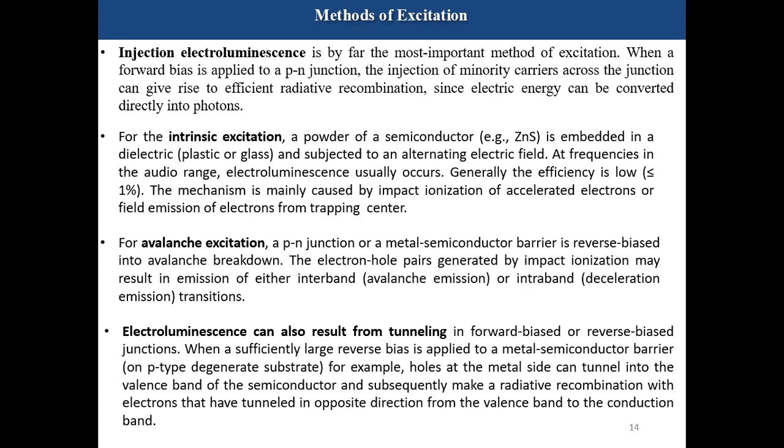Now, the electroluminescence can also result from tunneling in forward bias or reverse bias junctions, when a sufficiently large reverse bias is applied to a metal semiconductor barrier on a p-type degenerate semiconductor. For example, holes at a metal site can tunnel into the valence band of the semiconductor and subsequently take part in radiative recombination with electrons that have tunneled in the opposite direction from the valence band to the conduction band.